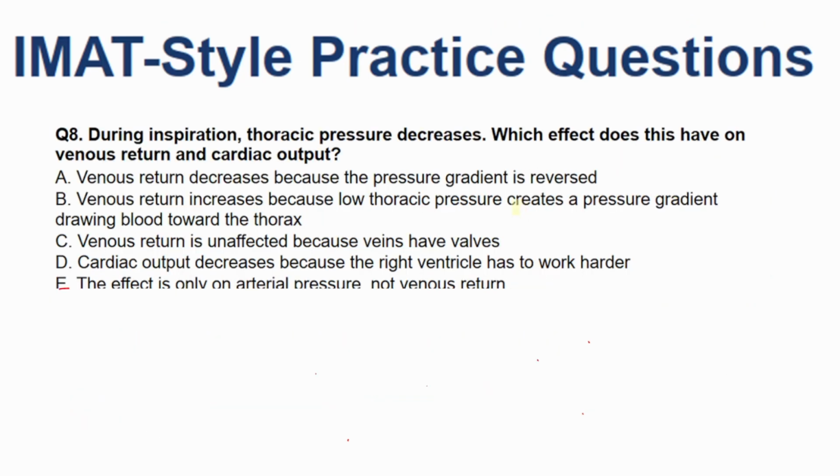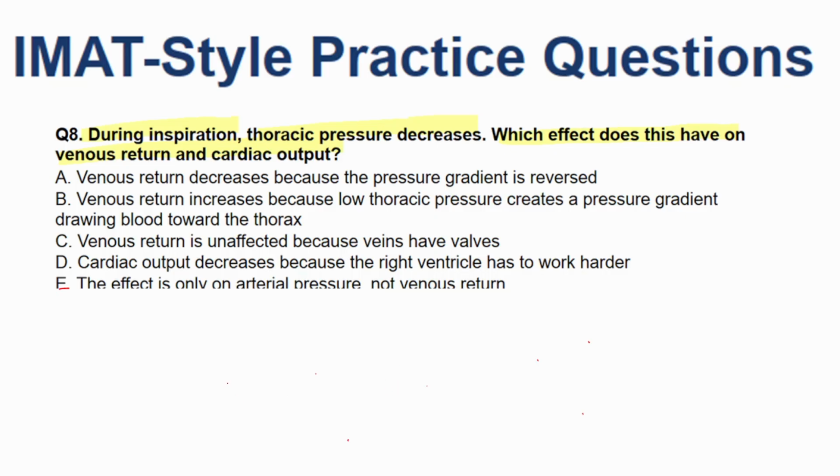Let's dive into question 8, which explores the mechanical relationship between the respiratory system and cardiovascular hemodynamics. The question states, during inspiration, thoracic pressure decreases. Which effect does this have on venous return and cardiac output? To figure this out, let's look at the physical mechanics of breathing in.